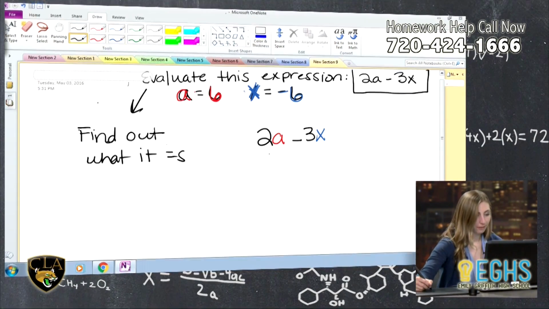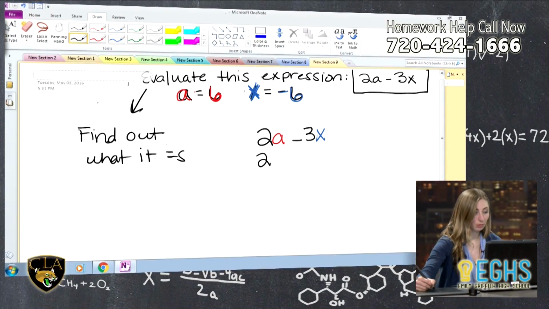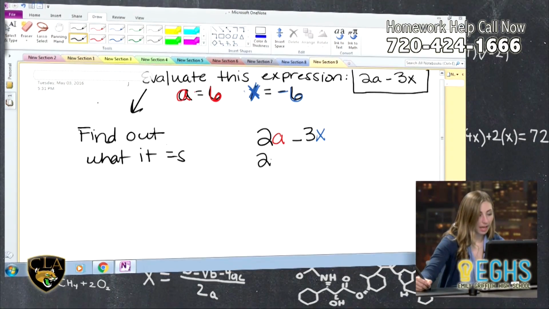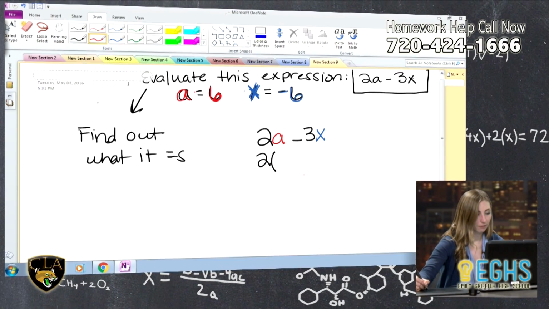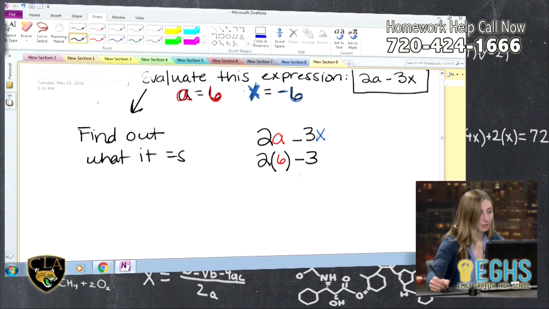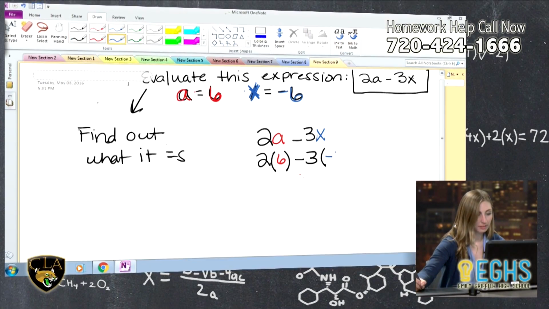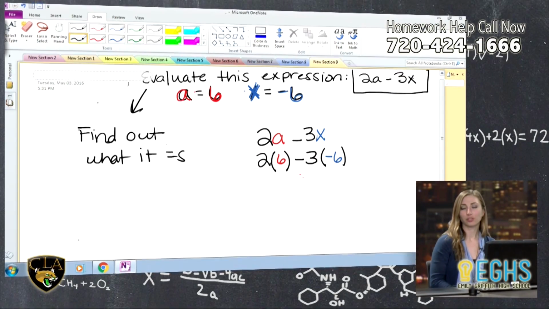So we'll rewrite everything. All of the black is going to be rewritten. And we're going to replace our variables with what they equal, what we were told that they equal. So 2a is the same thing as 2 times a. So thinking of a as 6 now, we're going to say 2 times 6. And then minus 3 times x, which was negative 6. And then from there, we're just going to actually simplify that expression.